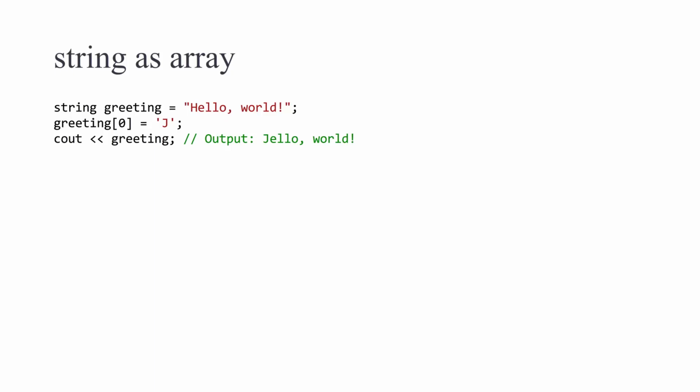You can also modify individual characters in the string using the same array index operator. In this example, we modified the first character of the greeting string by setting it to the character J. We then output the modified string to the console.